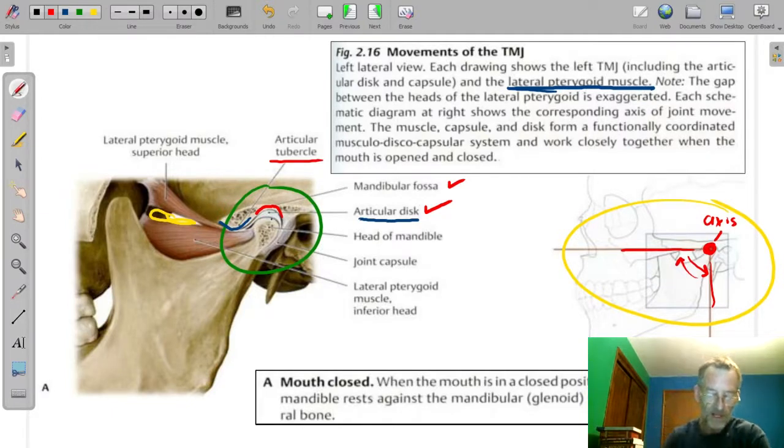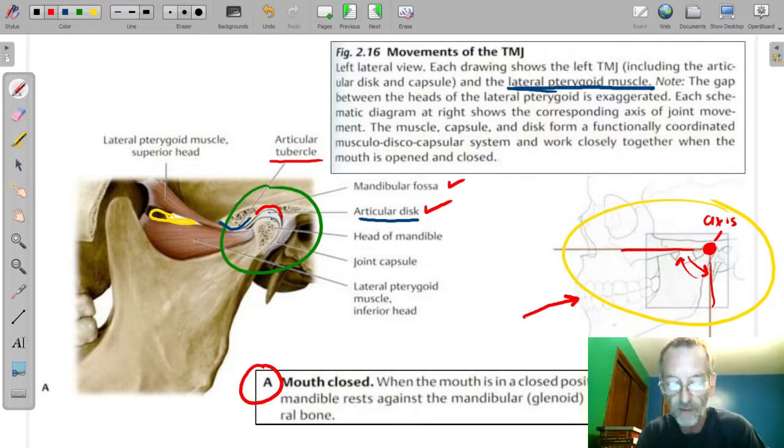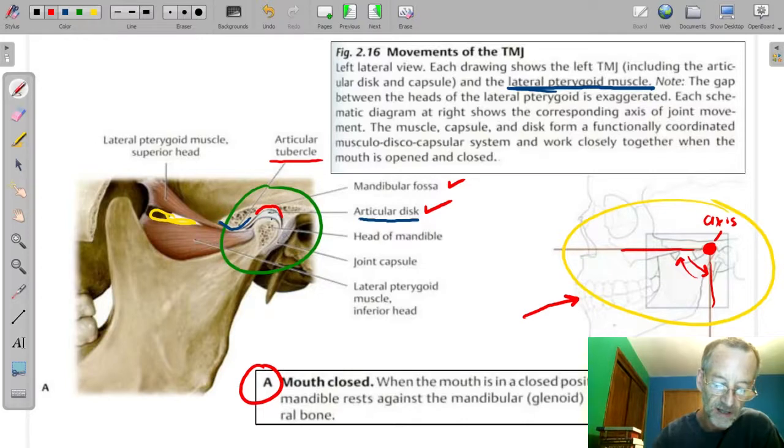So that's the language that the descriptions use. Okay. And then a box at the bottom. What they're showing over here is that the mouth is closed. The jaw is elevated, teeth are together. In this position, the head of the mandible rests against the glenoid fossa of the TMJ. Okay, so we're back into this position at rest, if you will.